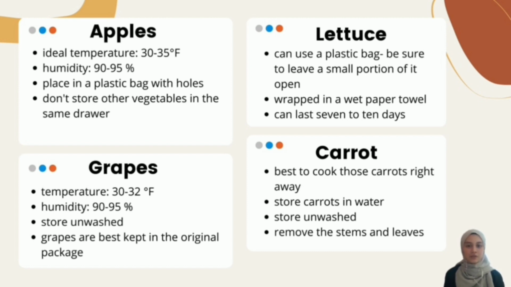The next is grapes. The temperature for grapes is 30 to 32 degrees Fahrenheit and 90 to 95% humidity. Grapes are recommended to be stored unwashed, as any excess moisture will speed up the decaying process and cause the fruit to rot more quickly.